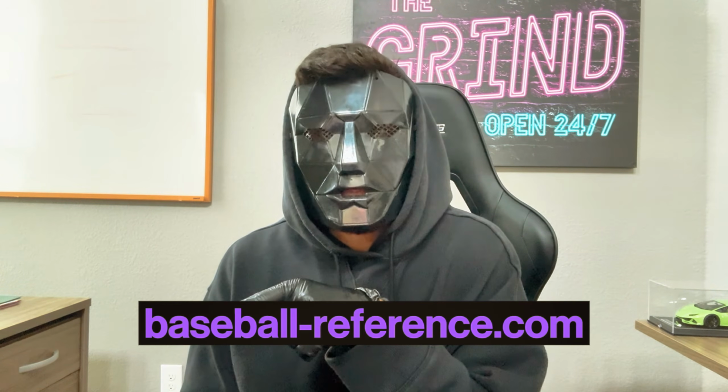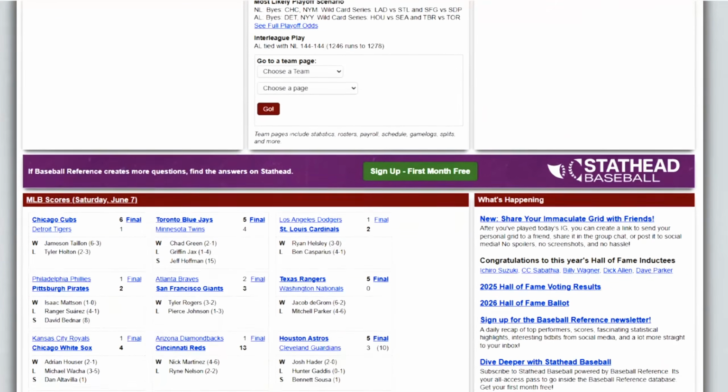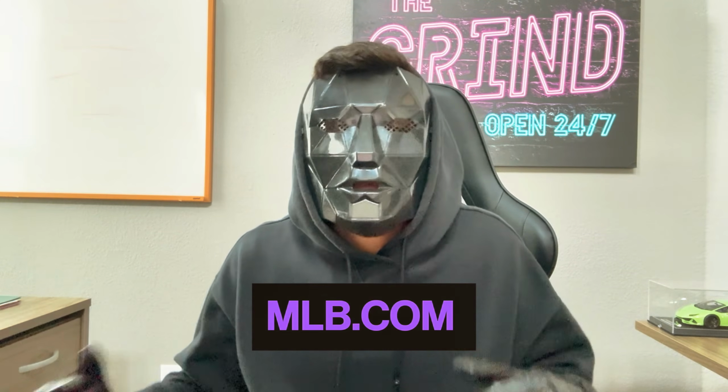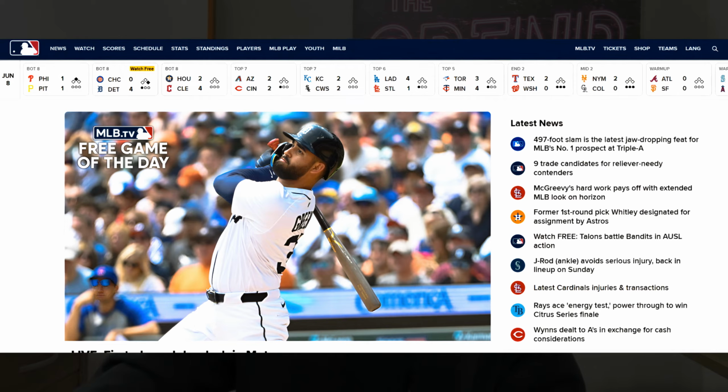Baseball-reference.com right here. Yep, that website is phenomenal. Gives you tons of data and analytical statistics on a bunch of different teams. The second one I love is MLB.com. Gives you scores, gives you news, gives you lineup updates, gives you everything you need to know about baseball.